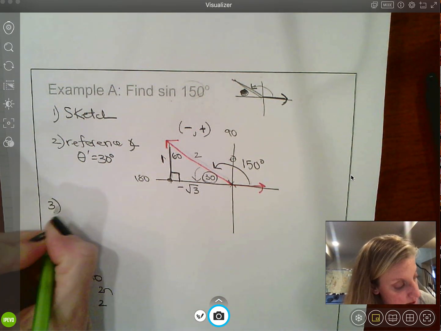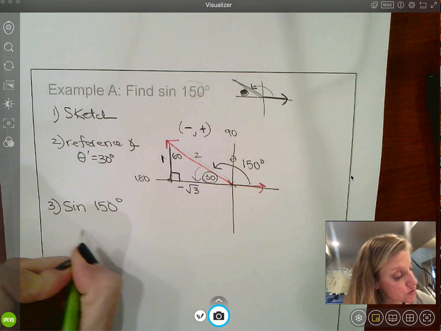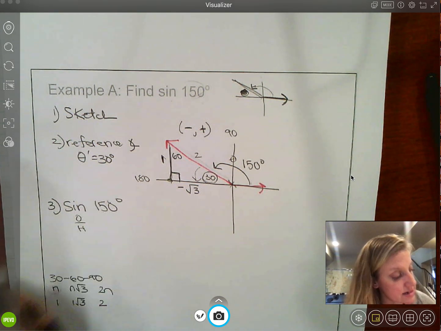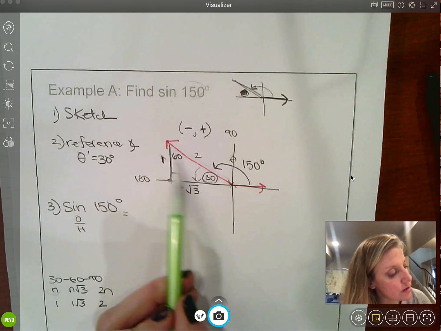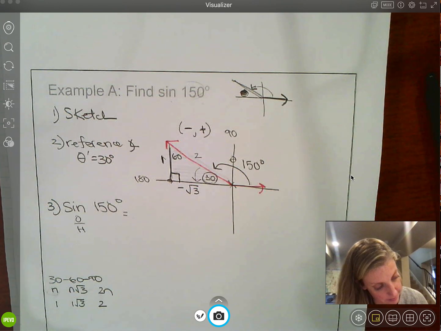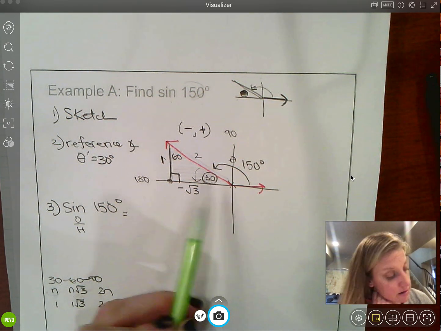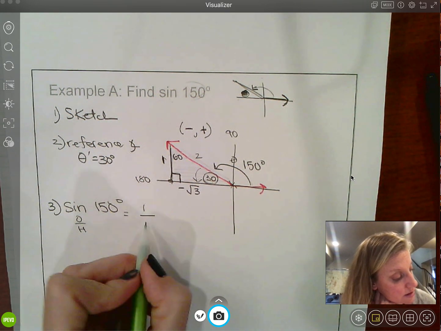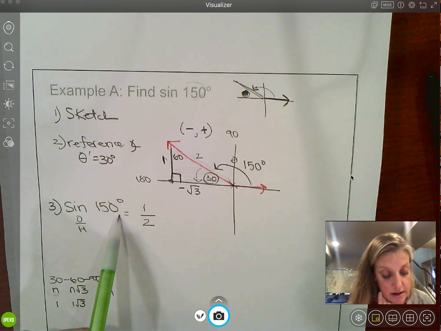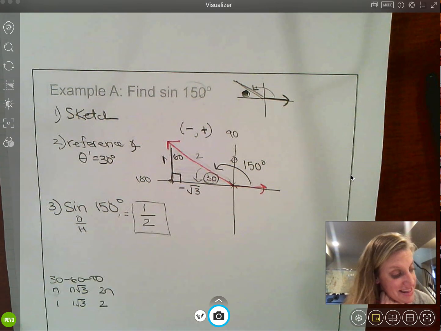So now I'm ready to find the sine of 150 degrees. Well, let's remember, sine is defined as opposite over hypotenuse. So what we're going to do is look at this triangle here to help us out. Opposite the reference angle is 1. And the hypotenuse of this triangle is 2. So the sine of 150 degrees is 1/2. And that's your answer.